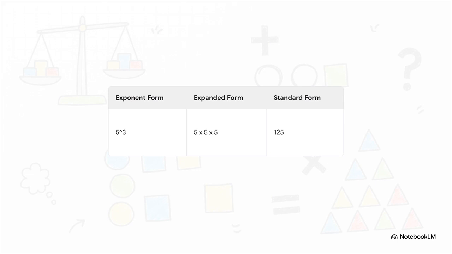Now, what's really fascinating here is how we can express the exact same mathematical thought in 3 completely distinct dialects: exponent, expanded, and standard form. Exponent form, like 5 to the 3rd power, is your quick shorthand. But if we want to see the actual mechanics of it, we stretch it out into expanded form, which is 5 times 5 times 5. And finally, when we actually just sit down and do the math, 5 times 5 is 25, times 5 again, we end up with 125. That's our standard form. Being truly fluent in algebra means you can seamlessly translate between these 3 forms depending on whatever the problem throws at you.